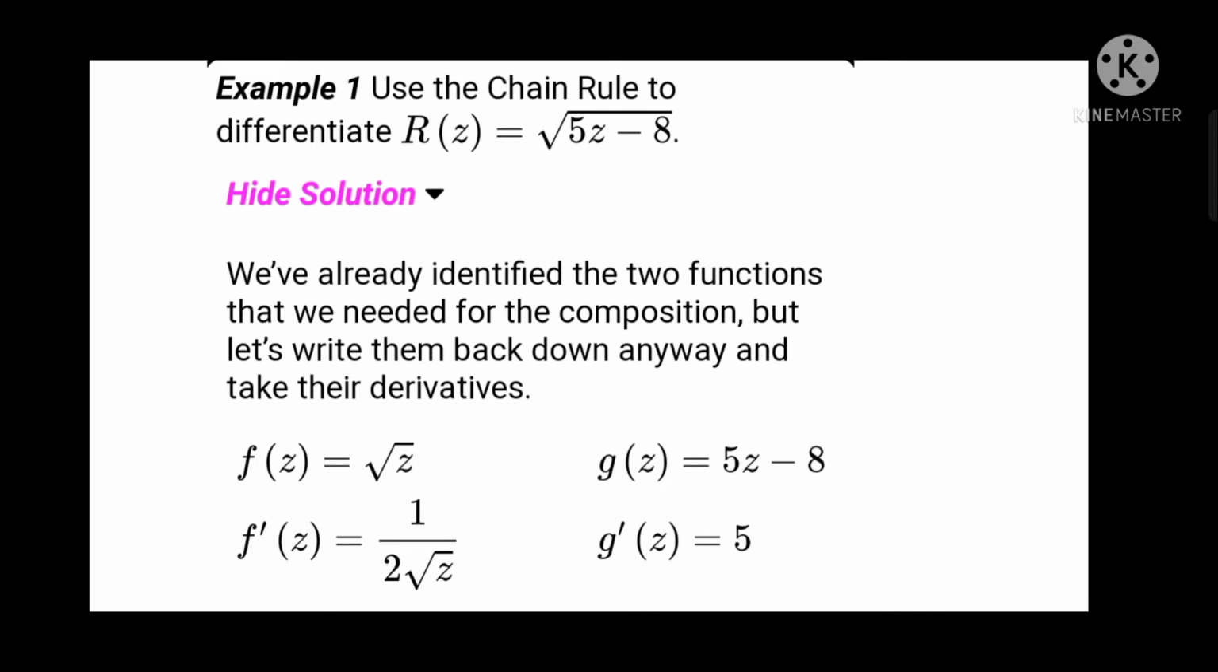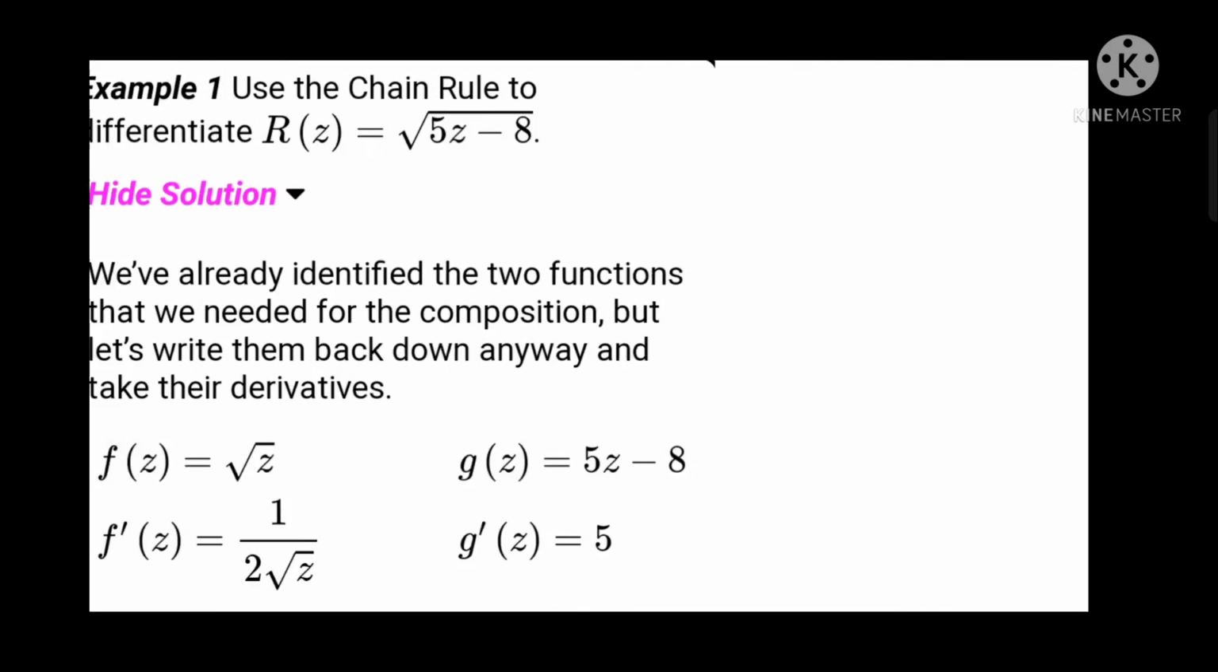Example 1: use the chain rule to differentiate R of z equals the square root of 5z minus 8. Let's write and take their derivatives. f of z is equal to the square root of z, so f prime of z is equal to 1 over 2 square root of z. Then g of z is equal to 5z minus 8, so g prime of z is equal to 5.